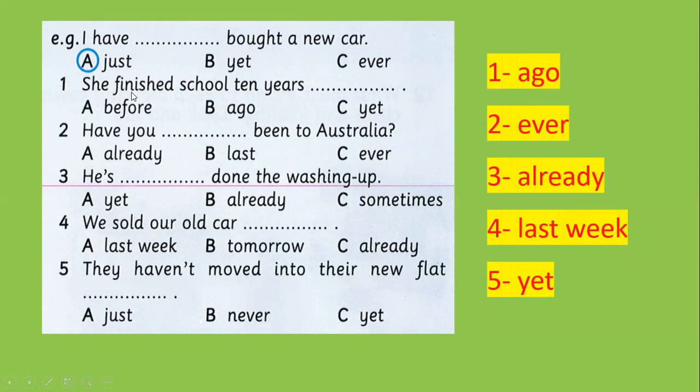So number 1, she finished school 10 years ago. Have you ever been to Australia? Number 3, he is already done the washing up. We sold our old car last week and they haven't moved into their new flat yet.